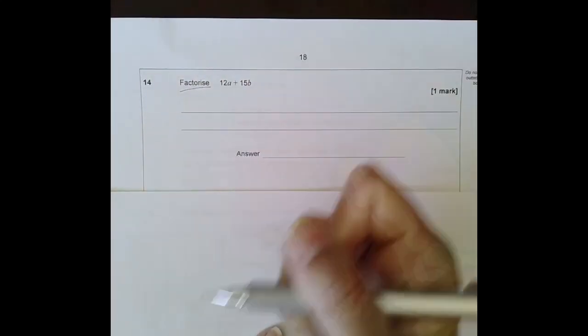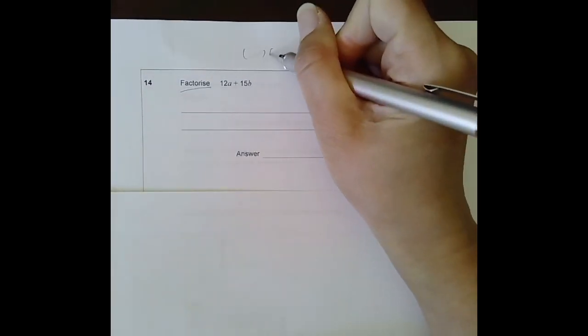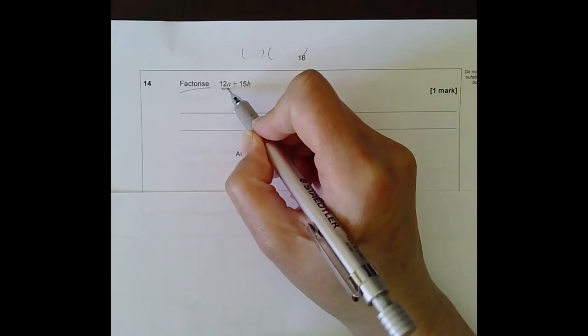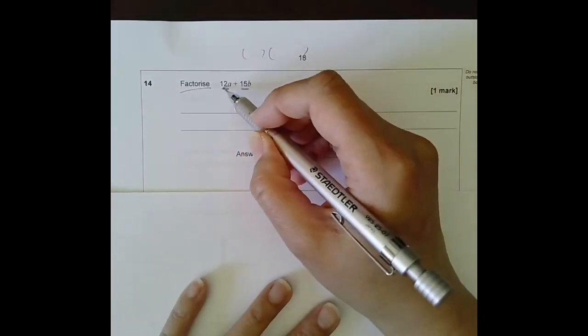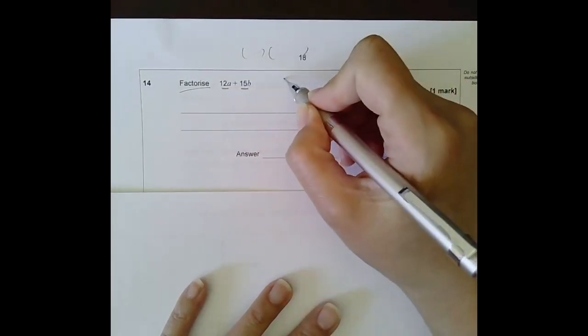Oh, let's come here and finish another 1 mark question. Factorize. Factorize means that we need to make it become some brackets multiplying to each other. So let's see if we have any common factor there. So I can see 12 and 15. I can see a common factor there.